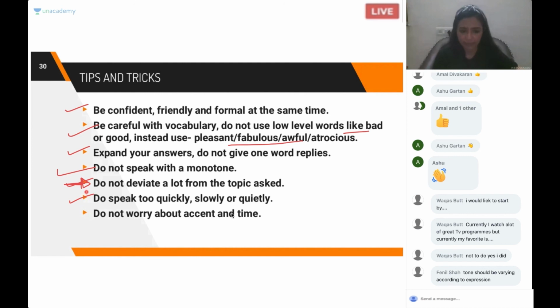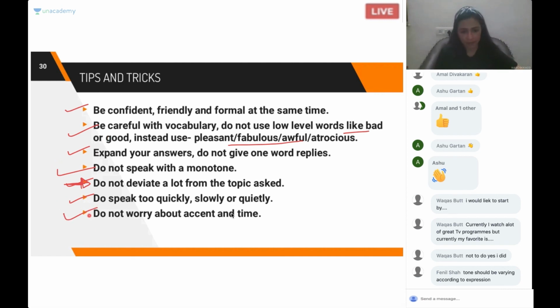Next is, do not speak too quickly, slowly, or quietly. Speaking quickly would make you go wrong with a lot of words and your grammar. So you do not need to rush. Speaking slowly again will not be very good, and quietly, if they're not able to hear what you're saying, and if your pronunciation is not coming across correctly, you would lose marks.